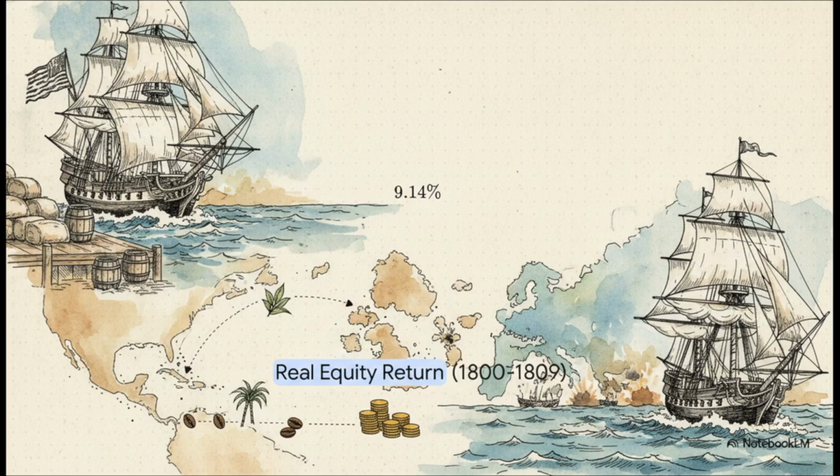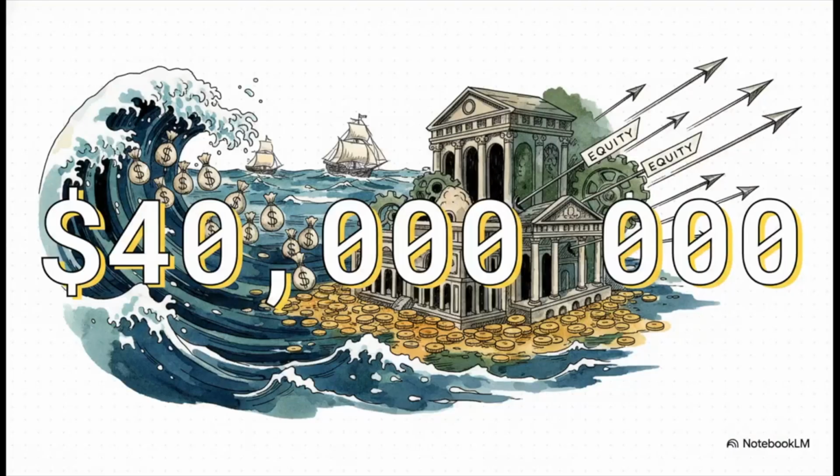You just load up sugar and coffee, neutralize the cargo in U.S. ports, and re-export it to Europe at massive premiums. The result was an absolute tidal wave of cash. Total U.S. re-exports skyrocketed from just $1 million in 1792 to nearly $40 million by the year 1800. Think about that for a second. We are talking about a 40x expansion in a single niche sector in under a decade.